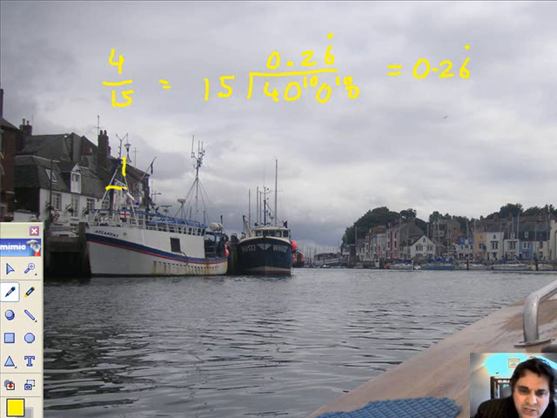Shall I try another one? I'll do 1 over 22, because that's the last one. It's probably really difficult. So if I crash on this one, forgive me. 22 into 1 does not go. Put a point. 22 into 10 doesn't go. Put a 0. 22 into 100. Well, I know that 5 of these make over 100, so it's 110.